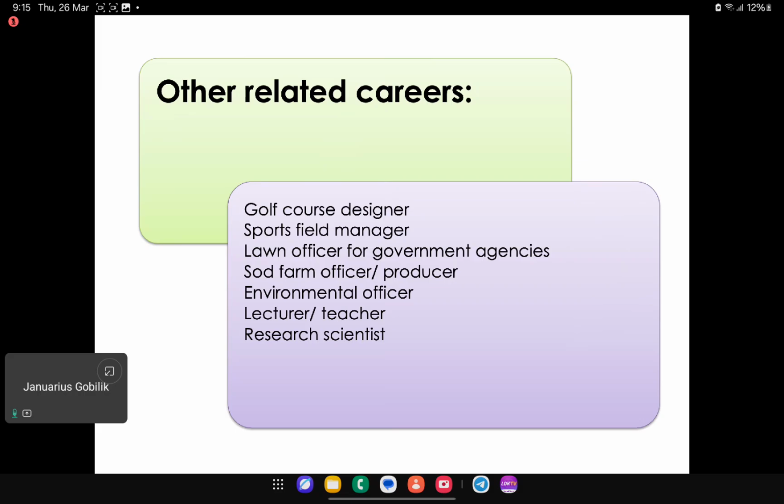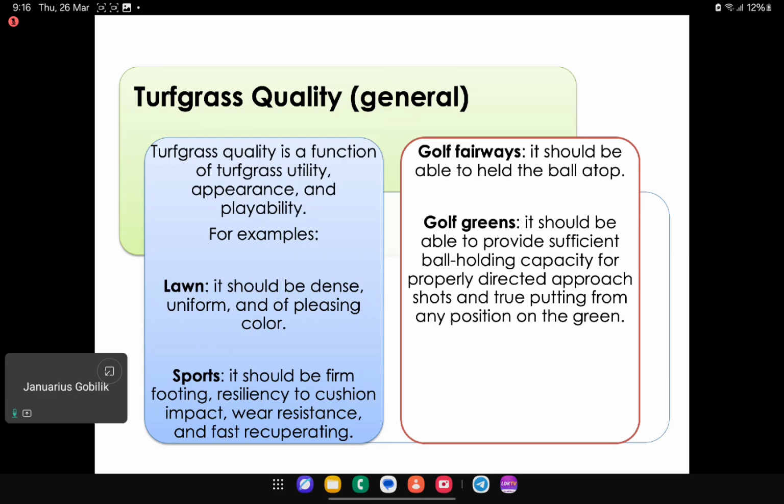You can become a loan officer for a government agency. Of course you can sell sod. It is about 12 ringgit per square foot, so you have a chance to generate income easily. You can become an environmental officer, of course, lecturer and teacher, and of course, you can also become a research scientist.